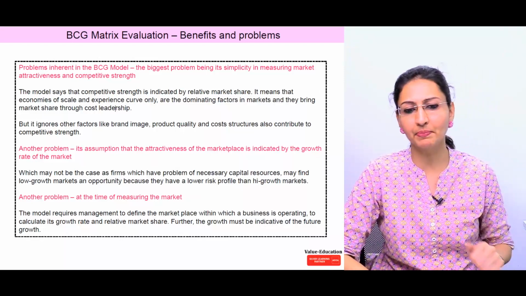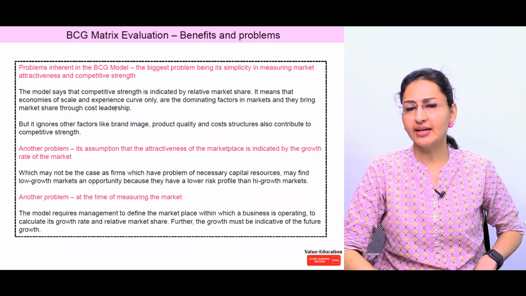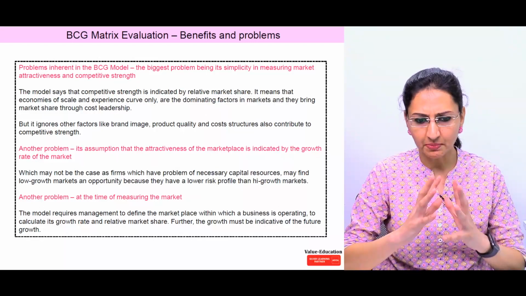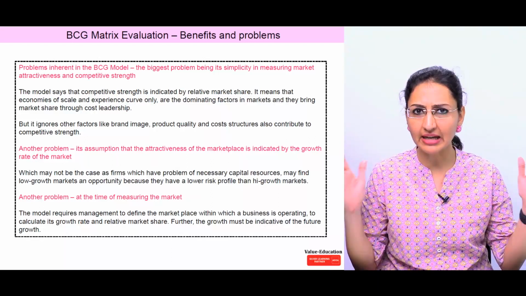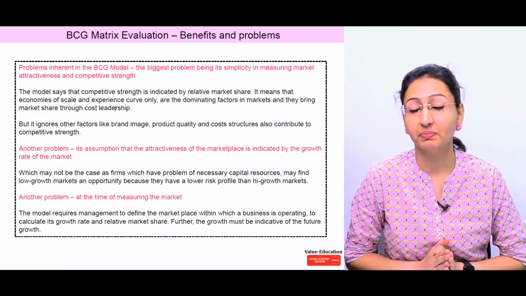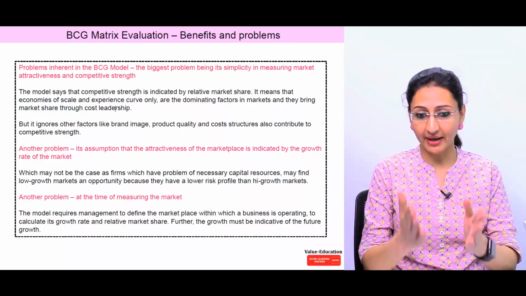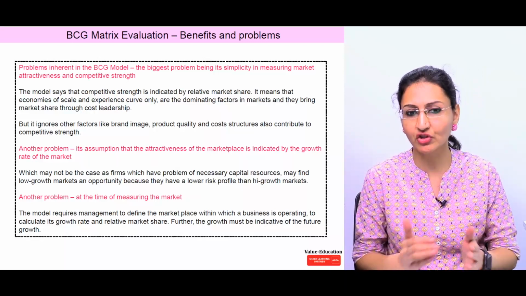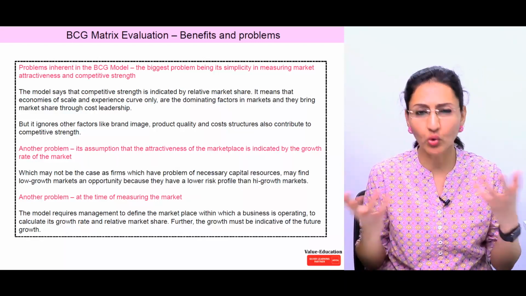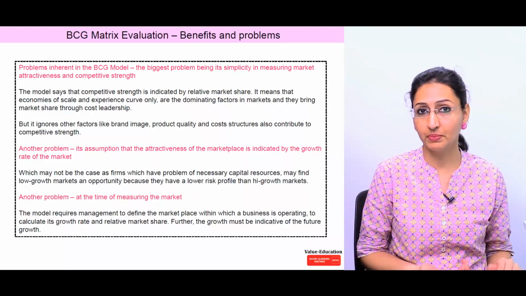Is it that simple to identify? They are just saying that only market share and competitive strength are the driving forces. But there are other forces also which make a product successful: brand image, the quality of the product, after-sale service. There is no reference to these things in this matrix. That's another problem with BCG.